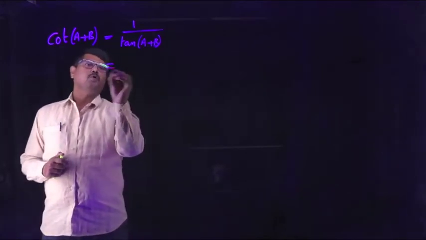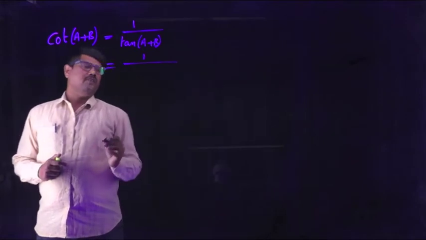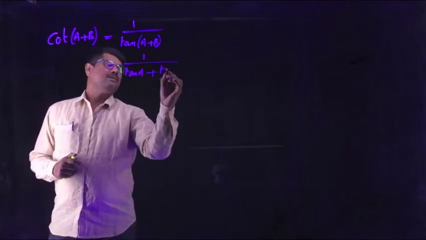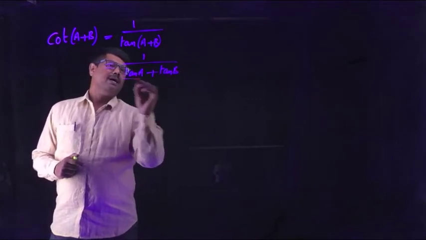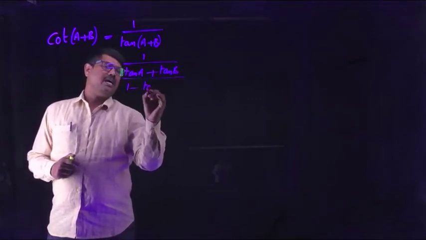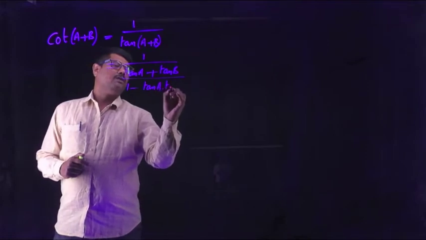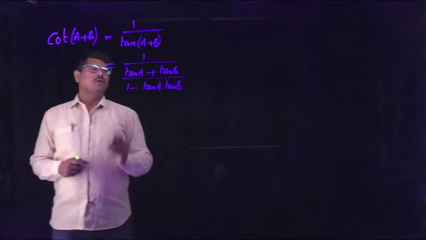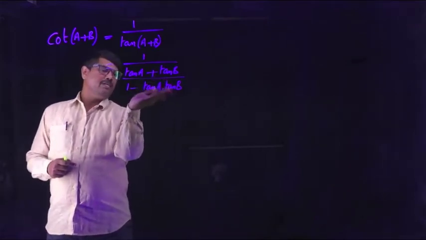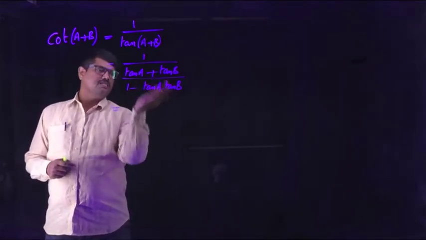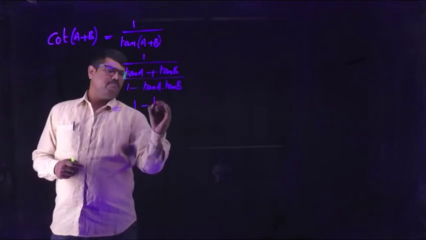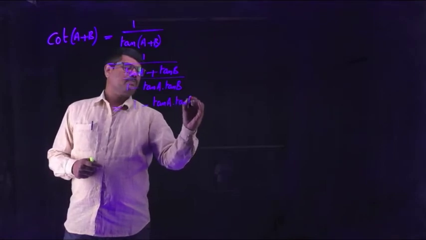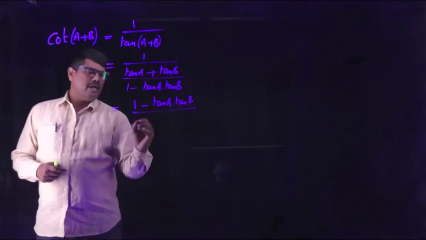Now we already proved the formula for tan of A plus B is tan A plus tan B by 1 minus tan A into tan B. This is the denominator of the denominator, so it will come as numerator. So the next step will be 1 minus tan A into tan B by tan A plus tan B.